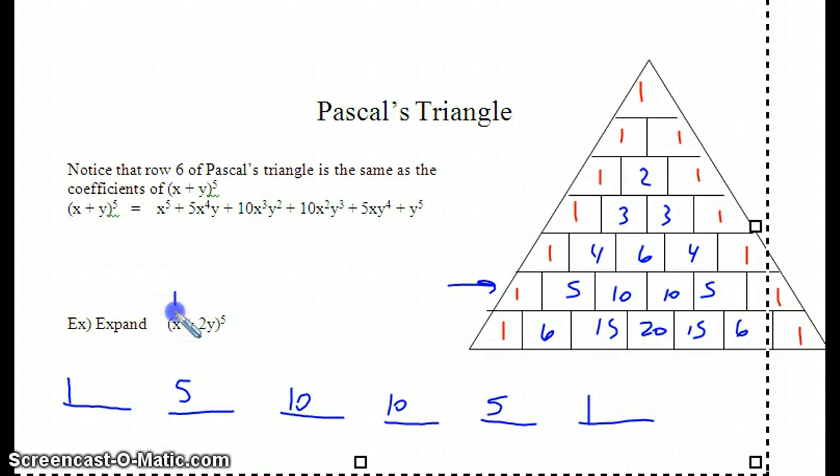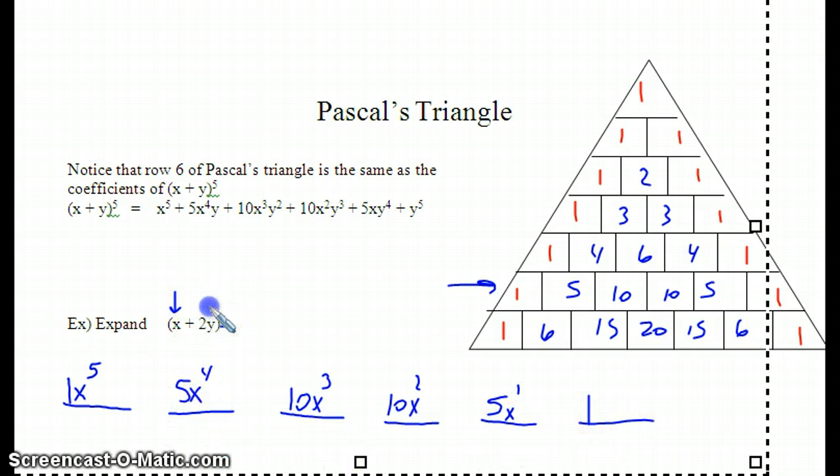Then I'm going to take my first term, which is an x, so I'll put an x here, and I'll put whatever my exponent is, 5. And as I work my way down the blanks, I put one less exponent each time: 3, 2, 1, and then no x's at all.